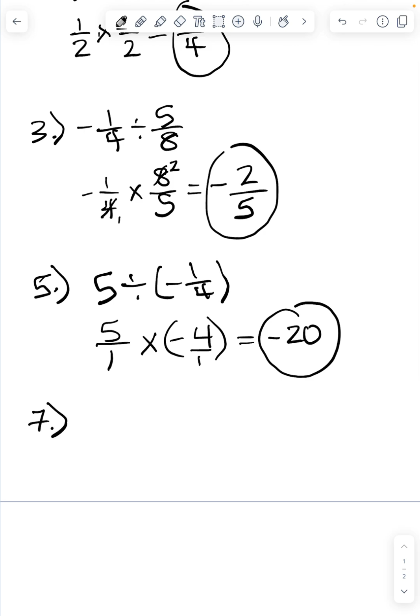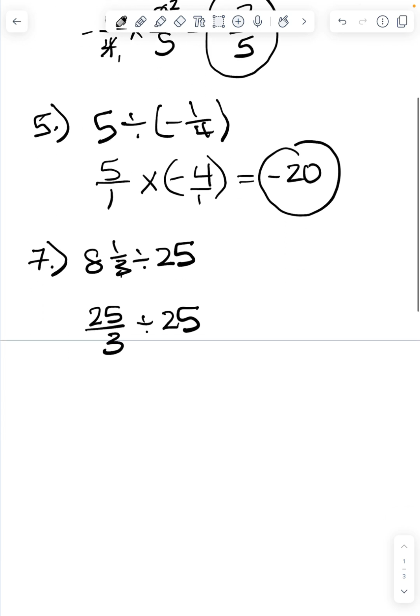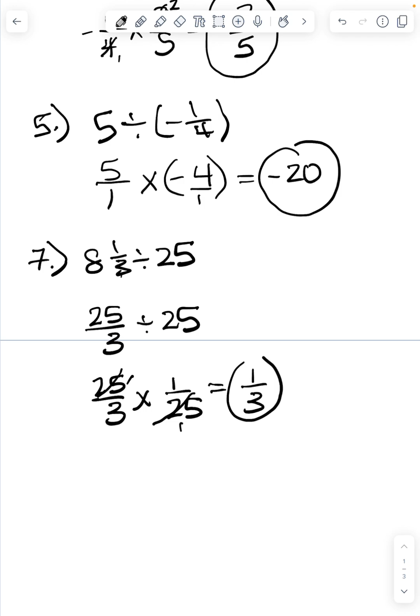Number 7, we have 8 1/3 divided by 25. Okay, so I'm going to take this first one and make it into an improper fraction. So that's going to get me 25 over 3 divided by 25. Okay, so I just rewrote. Now I'm going to look at it and say, hey, I don't want to divide. Instead, I'm going to multiply by the reciprocal. So I'm going to keep the first fraction, but I'm going to multiply by 1/25. I see these 25s will cancel each other. That leaves me with 1/3.